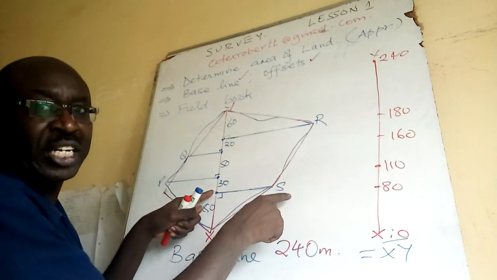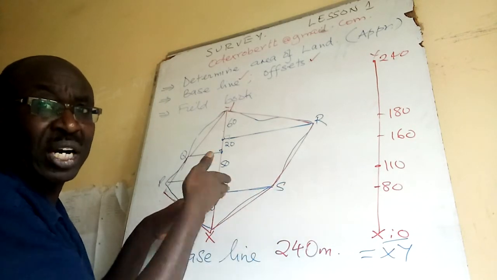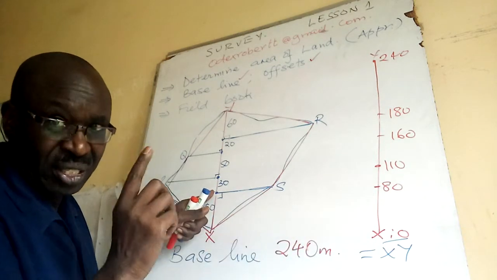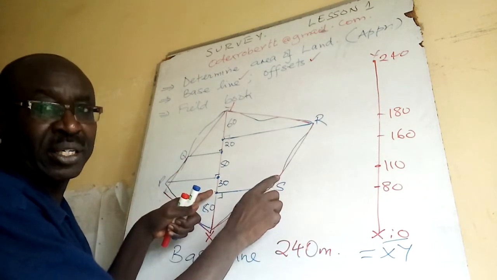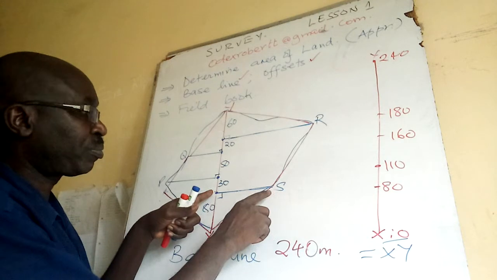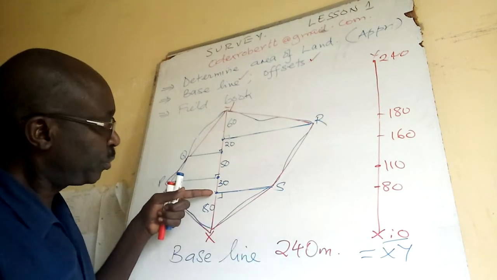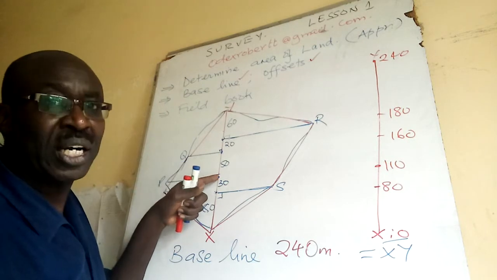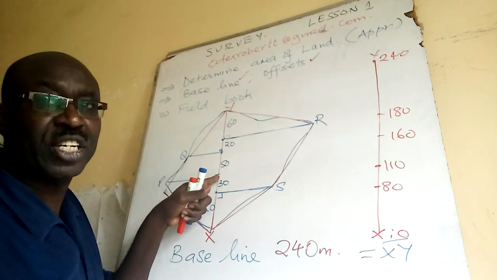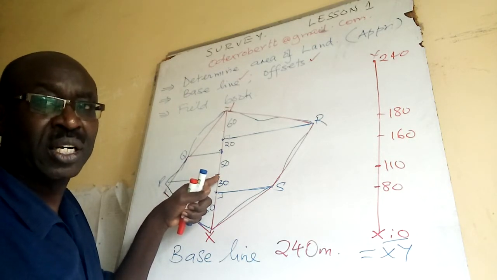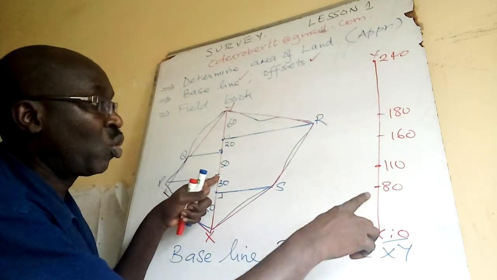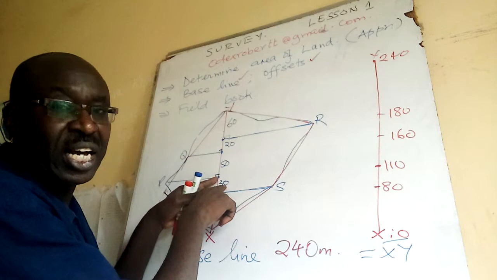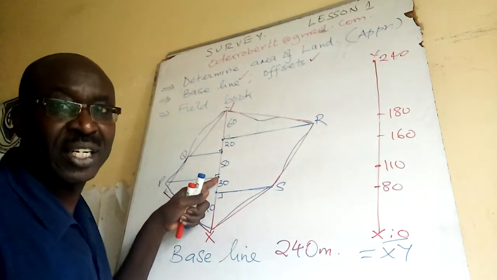Then we went to the right. You can choose. At 80, you can go right or left. It doesn't matter. So we went to the right. We got this point, S. From 80, we are on the ground. We measured 30, and we decided to put another offset on the left. So this 80 here plus this length 30 is 110.